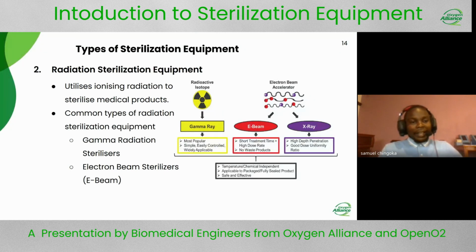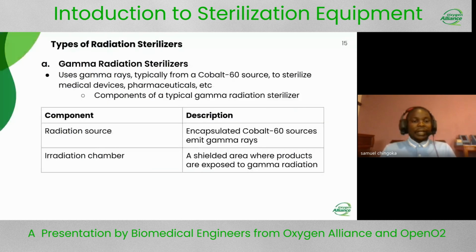Under the radiation sterilization equipment, as I've said that we utilize ionizing radiation, we have different types of ionizing radiation, such as the gamma rays, the electron beam, and the X-rays. But when it comes to sterilizing medical equipment and some objects, basically, under the radiation sterilization equipment, we use the gamma radiation sterilizers and the electron beam sterilizers.